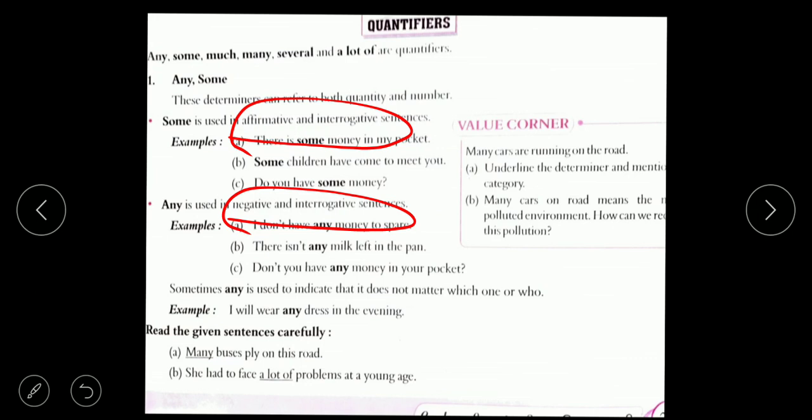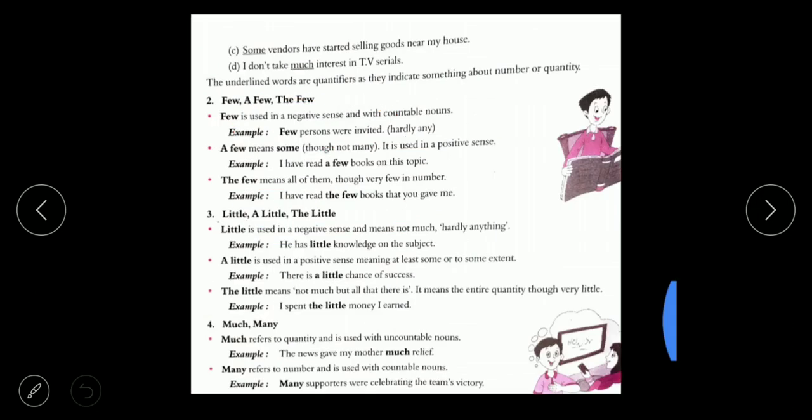Read the given sentences carefully. Many buses ply on this road. She had to face a lot of problems at a young age. Some vendors have started selling goods near my house. I don't take much interest in TV serials. The underlined words are quantifiers as they indicate something about numbers or quantity.